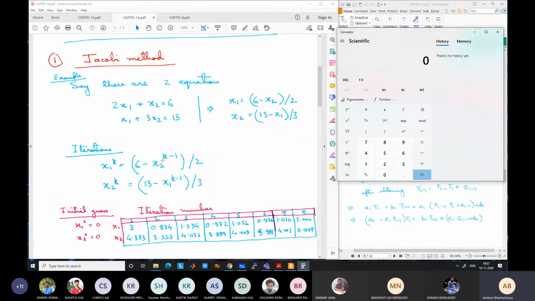So if the k minus 1 value is known for x2, I will use the previous iteration value to find the new iteration value for x1. Because k minus 1 is already known by some calculation, I can find the k value of x1. Similarly, for the k value of x2, I can use the previous iteration value of x1 to find the current iteration value of x2. Once you calculate these two, you will go to the next iteration step, where again x1k and x2k are known. Because x2k is known, you will replace it here and you will find x1k plus 1. Similarly, because x1k is known already, you will replace it here and you will find x2k plus 1.